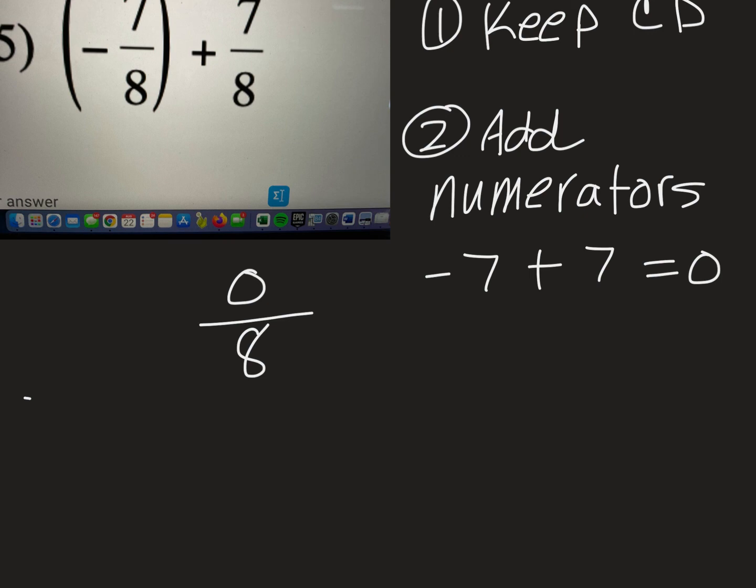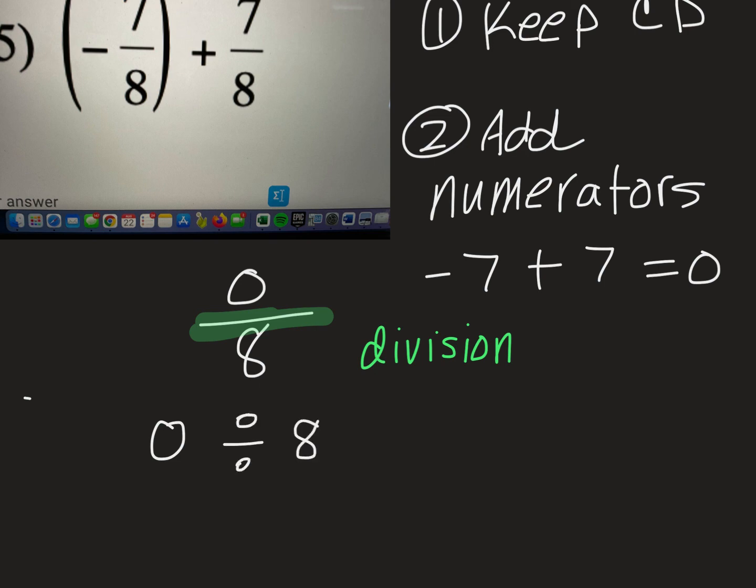And keep in mind, once again, that this is another way of saying division, right? So what that really means is that you're saying 0 divided by 8, which is equal to 0. And since it does end up as a whole number, that's what you want to put for your final answer.